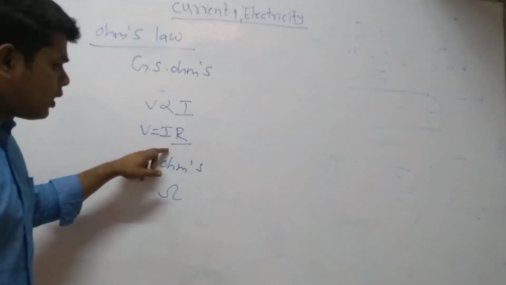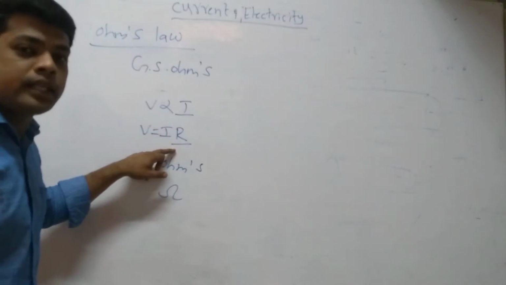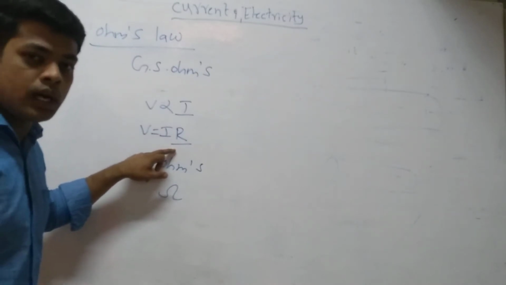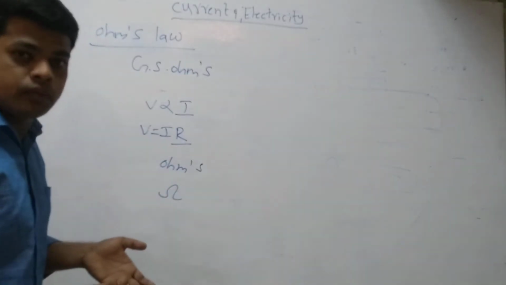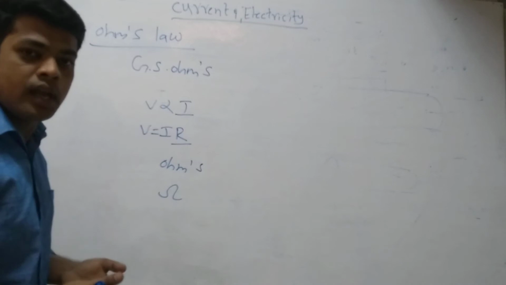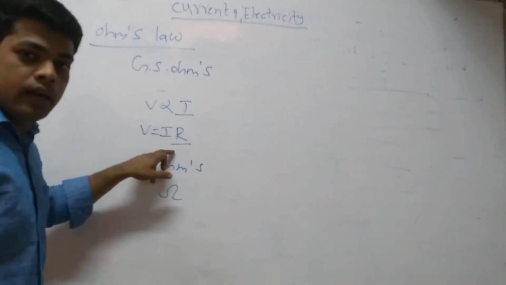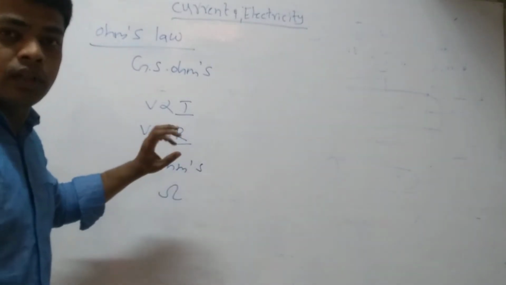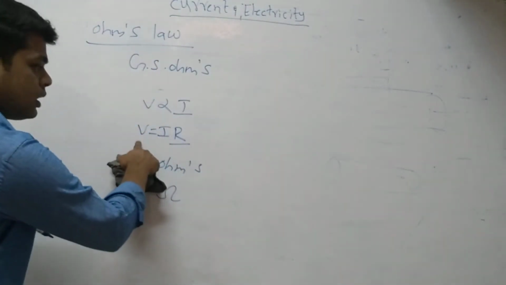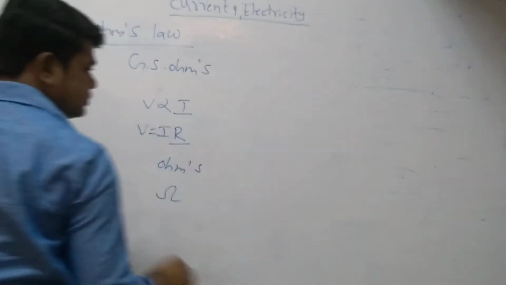Here the R value depends not only upon the type of conductor but also on the dimensions of the conductor, meaning the length, the breadth, and the area of cross section. So let's see how the R value depends on the dimensions of the conductor. Remember, this is the equation of Ohm's law: V is equal to IR.